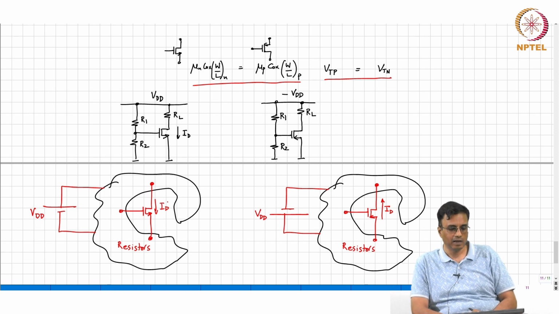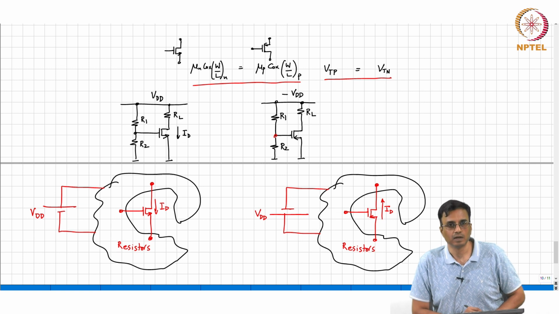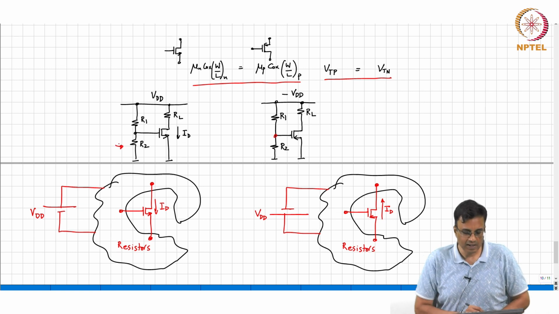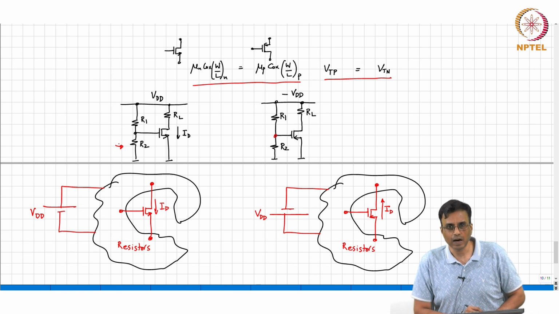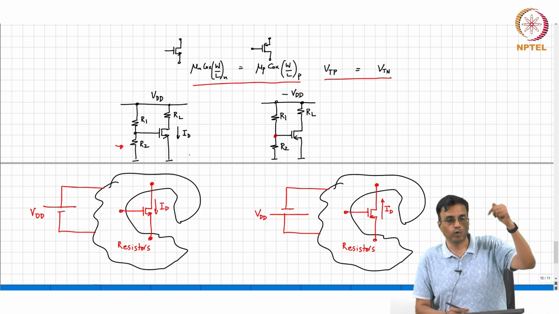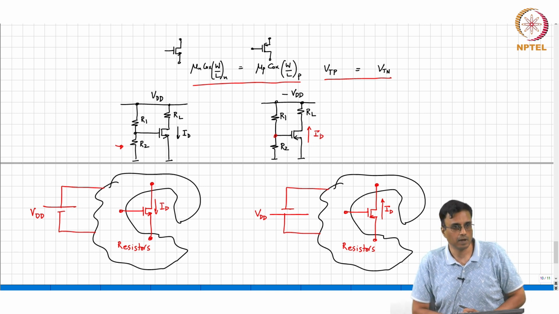Does that make sense? And as an example, in this case the gate source voltage was VDD times R2 by R1 plus R2. Now the source gate voltage is VDD times R2 by R1 plus R2. So earlier the current ID was flowing downwards, now the same current ID is flowing upwards.